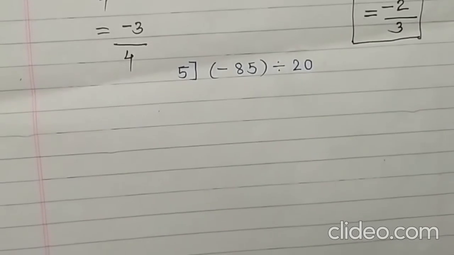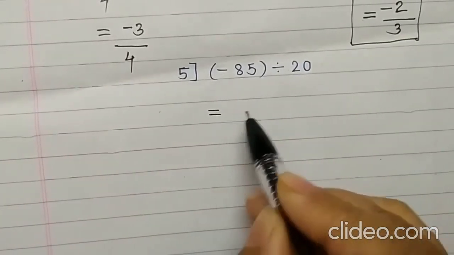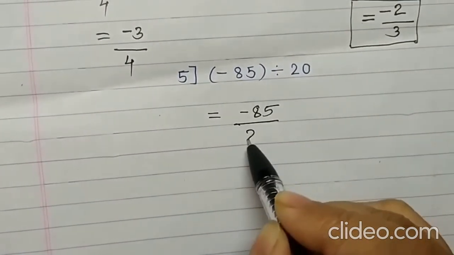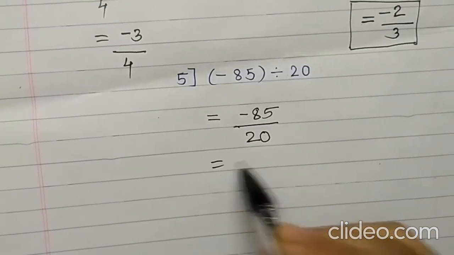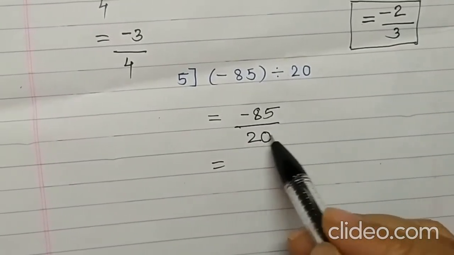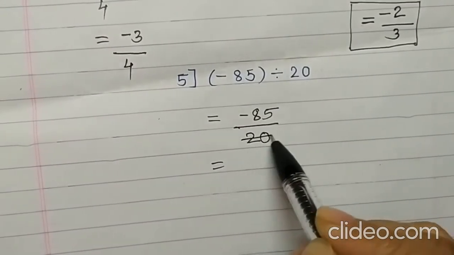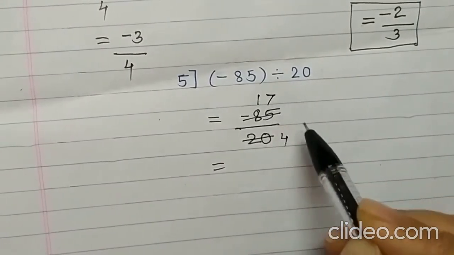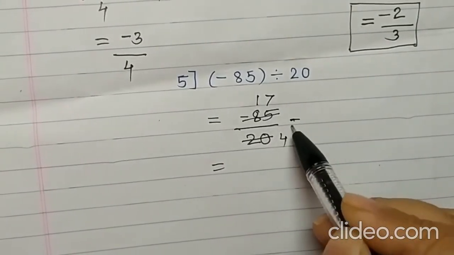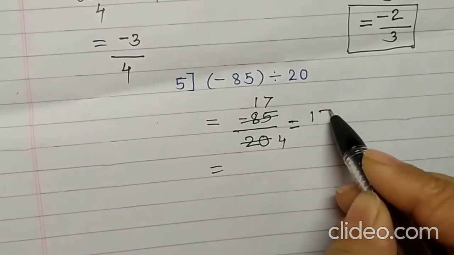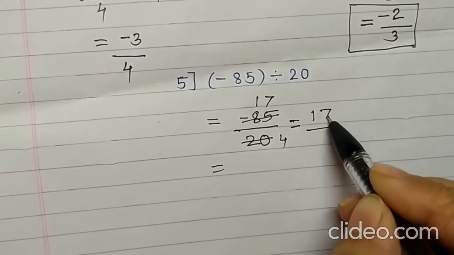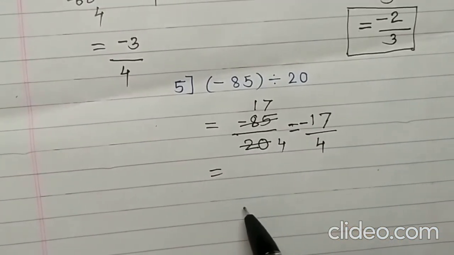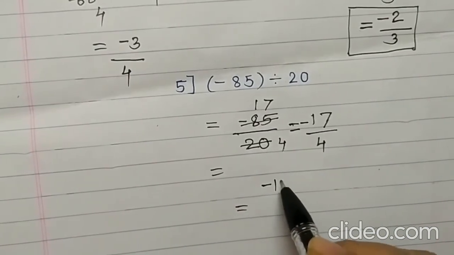Let's solve the last one. Minus 85 divided by 20. Let's solve this. In the 5 table, I think we can solve easily. 5 fours are 20, 5 seventeens are 85. So the answer will be 17 upon 4, and the negative sign will continue to the numerator. So our final answer is minus 17 upon 4.